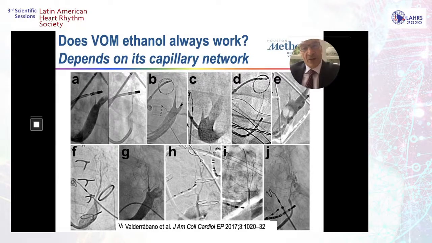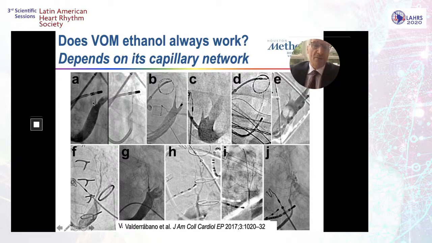Does vein of Marshall alcohol always work? It really depends on the capillary network of the vein of Marshall. Remember that the way this works is by myocardial reach. The target here is the myocardium underneath the vein of Marshall, not the vein of Marshall itself. We could argue about the potential role of innervation and argue a lot of things that we cannot prove or disprove. But what matters here is that you want to achieve a therapeutic effect by myocardial reach of alcohol.